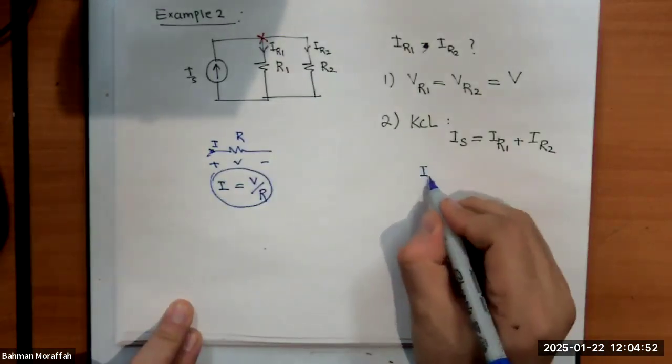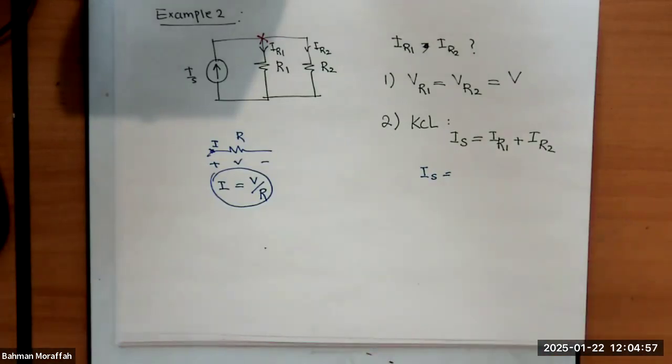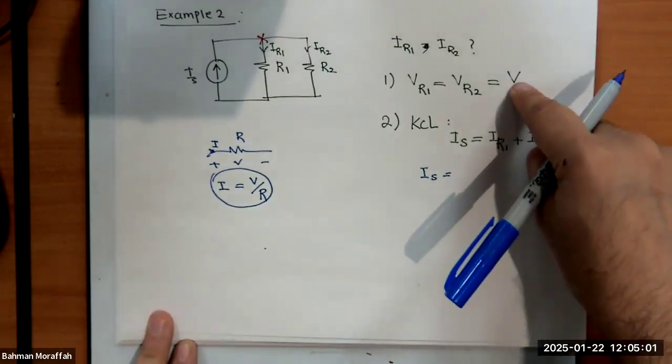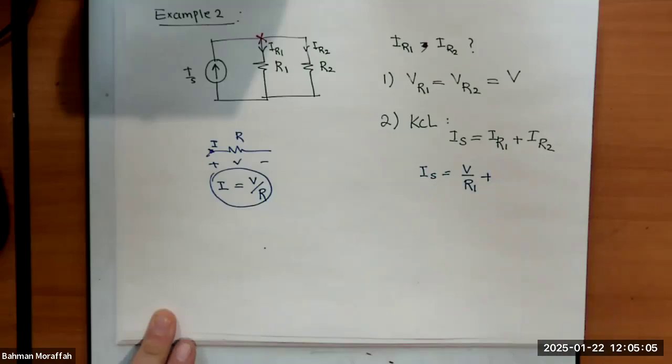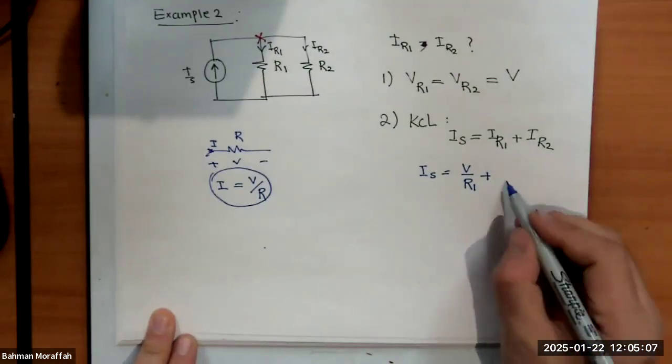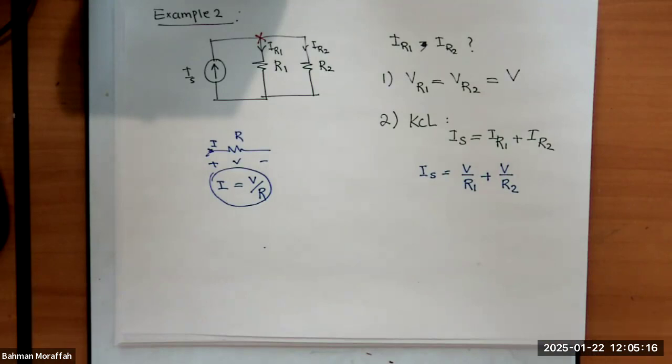Well, IS is IS. What is I of R1? It's V across R1 divided by R1. But what is V across R1? That's this common V, right? So it's V over R1 plus the same thing over here, right? It's V over R2. Right? I can factor out this V, simplify it, and basically find what V is.